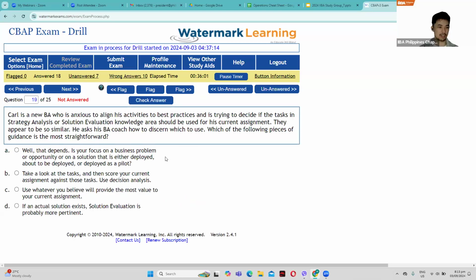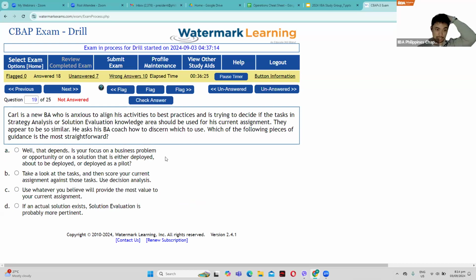All right. Carl is a new BA who's anxious to align his activities to best practices and is trying to decide if the tasks in strategy analysis or solution evaluation knowledge areas should be used for his current assignment. They appear to be similar. He asks his BA coach how to discern which to use. Which of the following pieces of guidance is the most straightforward?